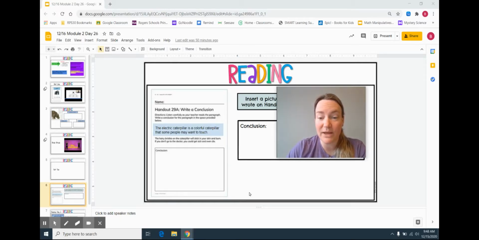Now, I want you to point to where you think the details are. Gently point on your screen. Where do you think the details are? If you pointed right here, you are correct. It says, the hairy bristles on the caterpillar will stick in your skin and burn. If you don't go to the doctor, you could get sick and even die. Wow, I wanted to make sure I never touch an electric caterpillar. So, the blue, again, is your topic statement, and here are your details. You will be writing the conclusion. But before you do that, you need to watch the lesson with Miss Spears, and she will help you learn more about writing conclusions.